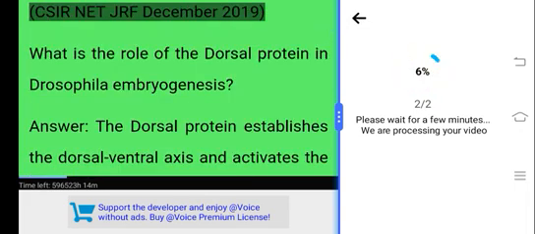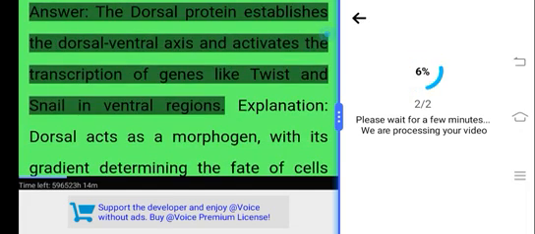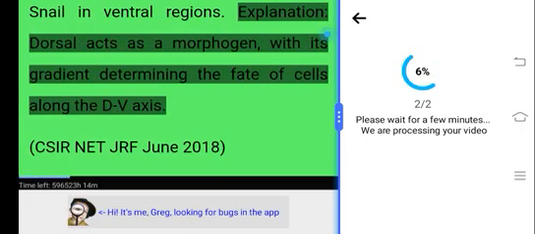CSIR NET JRF December 2019. What is the role of the Dorsal protein in Drosophila embryogenesis? Answer. The Dorsal protein establishes the dorsal-ventral axis and activates the transcription of genes like twist and snail in ventral regions. Explanation. Dorsal is a morphogen, with its gradient determining the fate of cells along the DV axis.